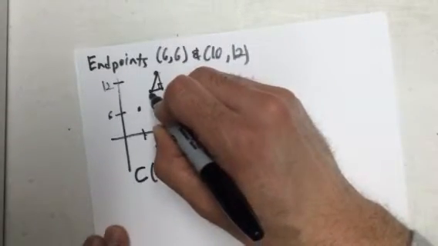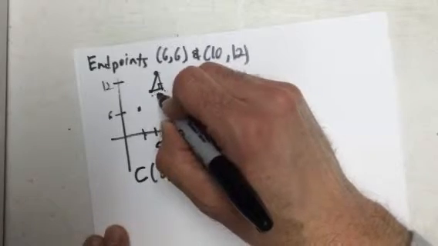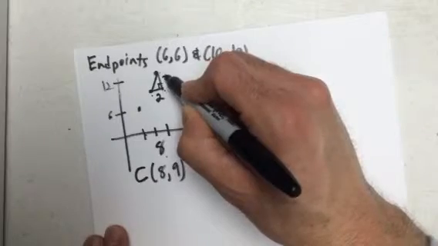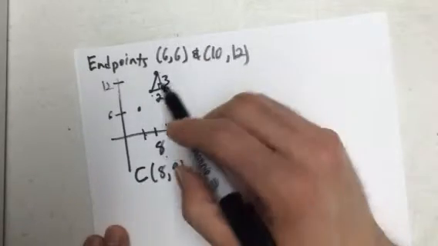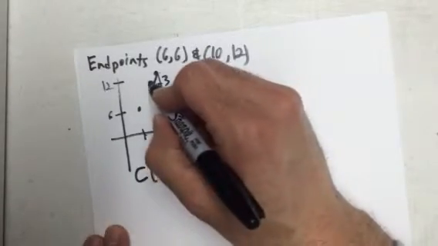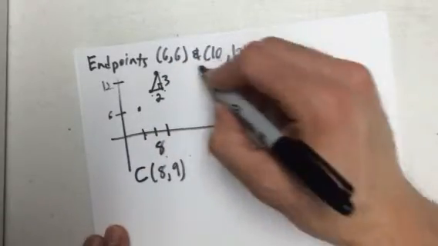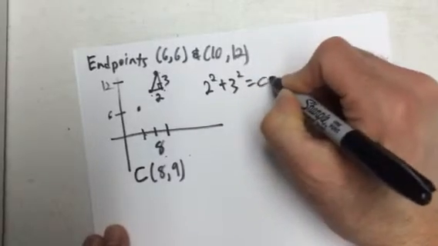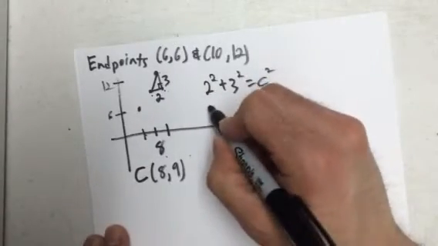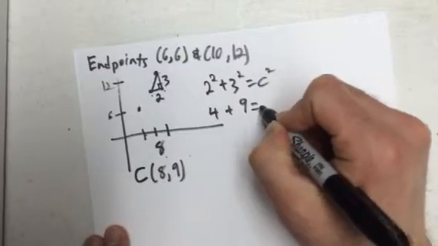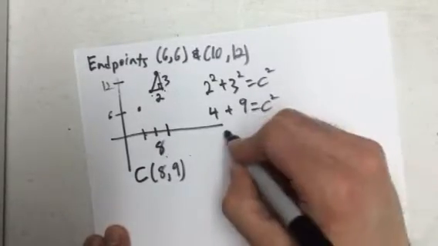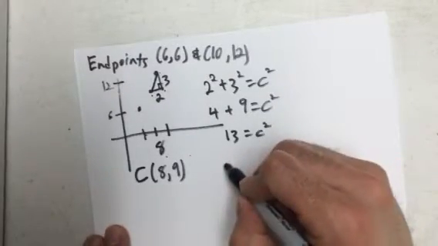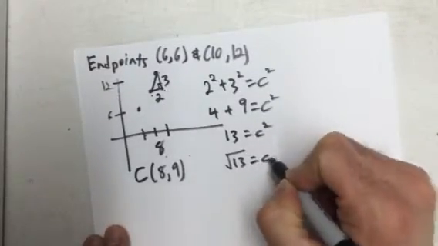To go from 8 to 10 has a length of 2 in the x. To go from 9 to 12 has a distance of 3 in the y. So that's a 2, 3 triangle. We want to find the radius here. So that's going to be 2 squared plus 3 squared equals c squared. 2 squared would be 4. 3 squared is 9. 4 plus 9 is 13 equals c squared. To get rid of squared, take the square root on both sides. The square root of 13 equals c.